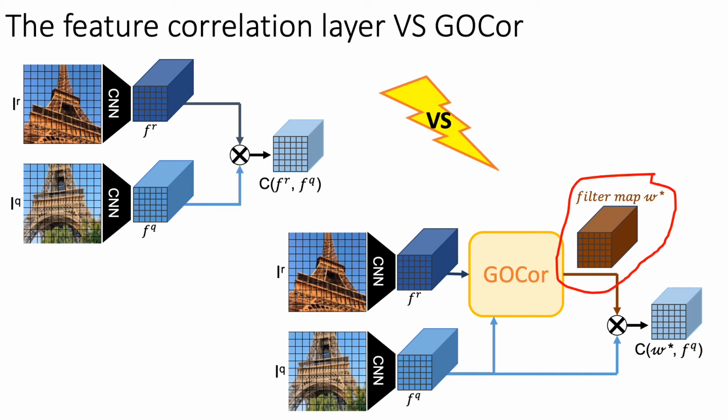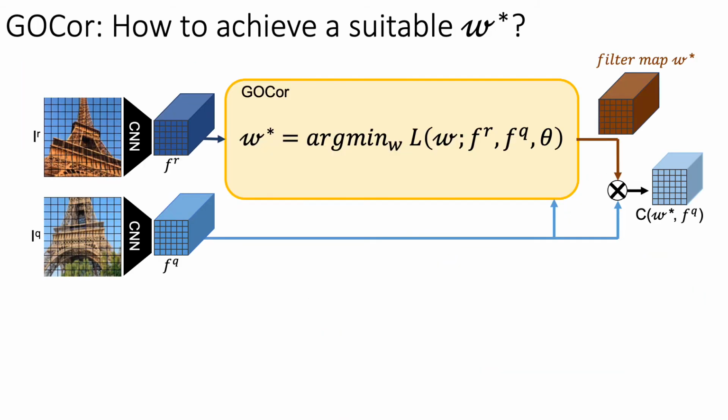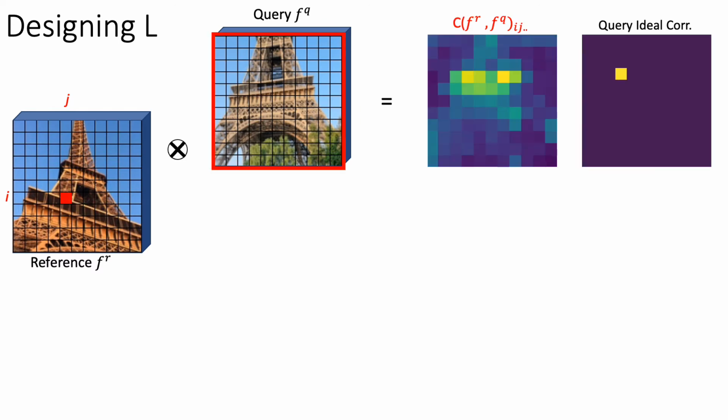But how can we achieve a suitable filter map W? W results from an internal optimization procedure minimizing an objective function L during the forward pass of the network. But how do we design L? As we said before, correlating this point of the reference with the query feature map gives an inaccurate feature correlation output. However, during test time, we do not know the location of the match in the query image, so we cannot use the ideal correlation.